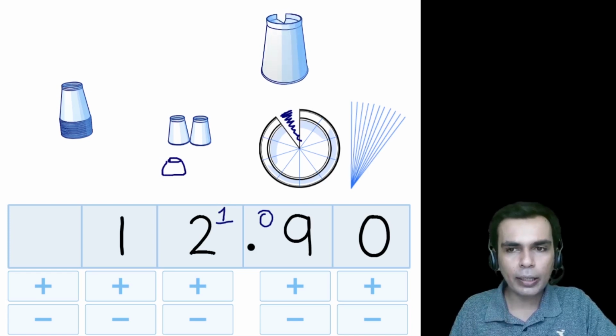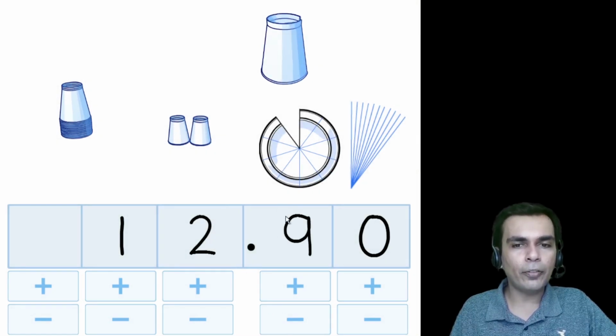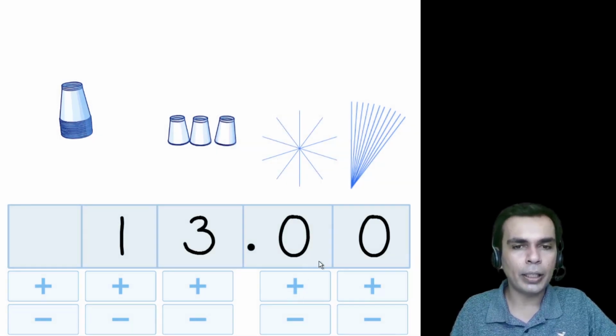So let's take a look at that. Let me do that for you. One more tenth and 13, or one less will be 12, and of course 9/10. One more tenth will of course again be 13.